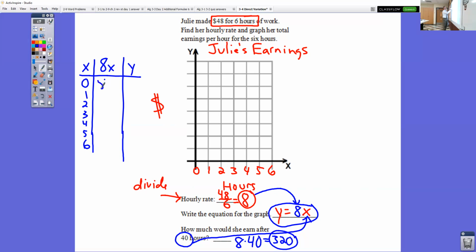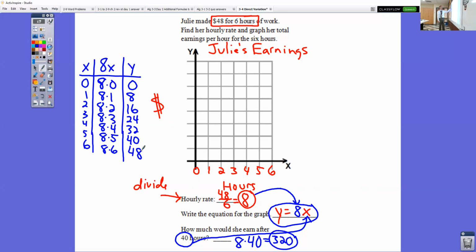And now we just have to sub them in, just like we did in 3-1. Instead of 8 times x, I have 8 times 0. 8 times 0 is 0. You work 0 hours, you earn $0. Work 1 hour. 8 times 1 is 8. Work 2 hours. 8 times 2 is 16. Work 3 hours. 8 times 3 is 24. Work 4 hours. 8 times 4 is 32. Work 5 hours. 8 times 5 is 40. Work 6 hours. 8 times 6 is 48.